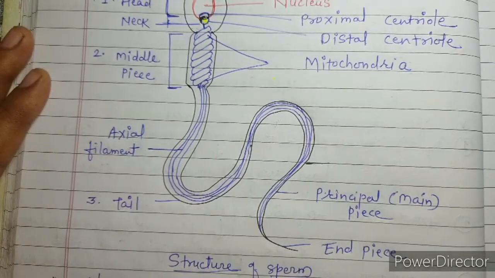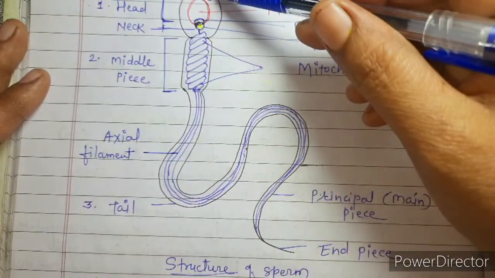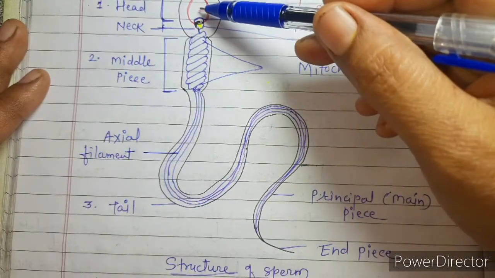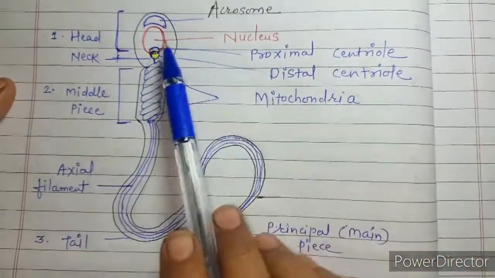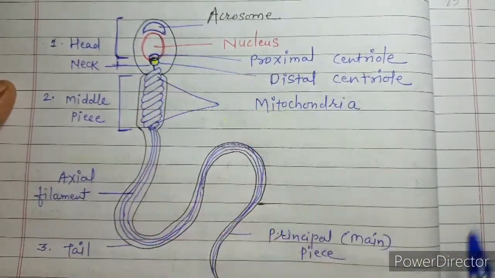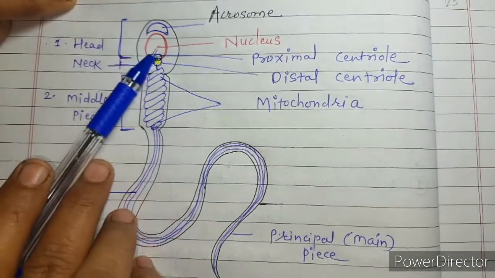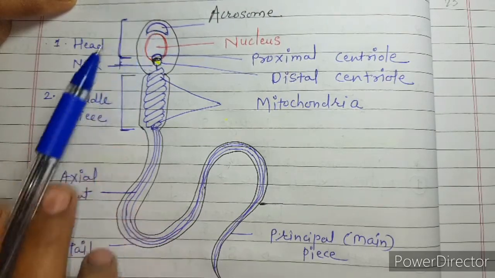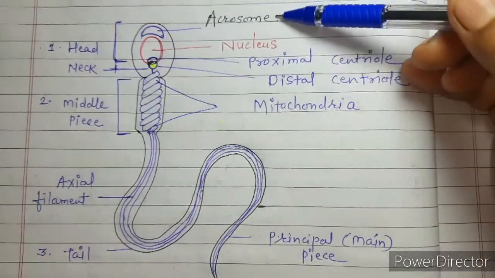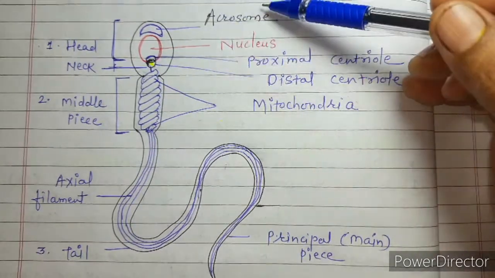Now what about the head? See here, the head is somewhat oval in shape. The head contains the nucleus, and this is the nucleus. The nucleus is haploid in nature. Now see here, above the nucleus there is a cap-like structure, and that cap-like structure is called the acrosome. So the acrosome is a cap-like structure present above the nucleus.